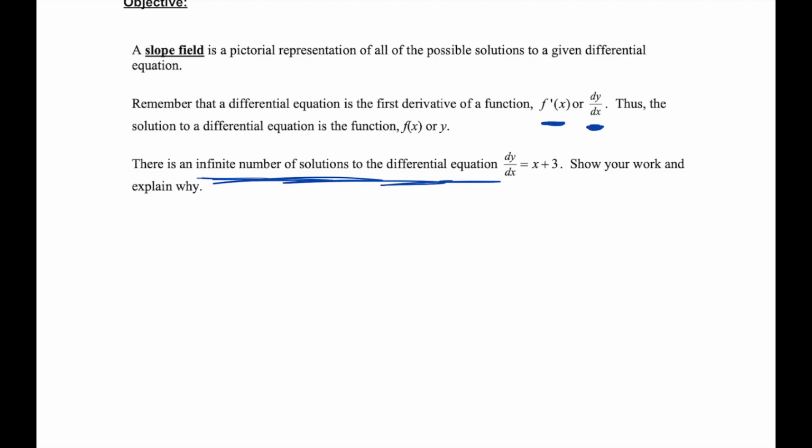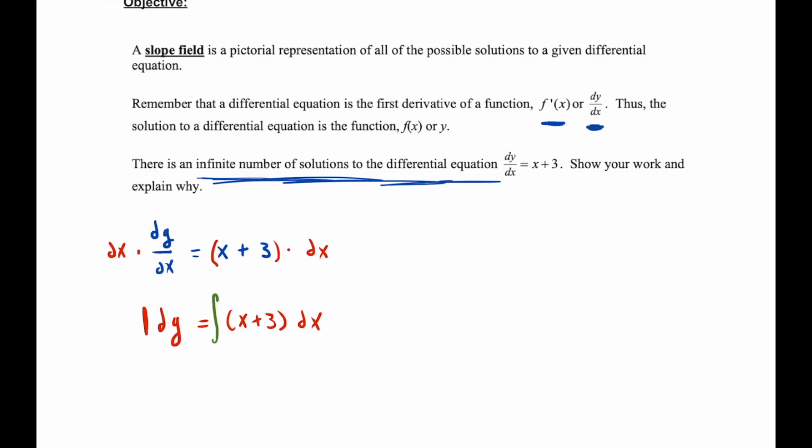Let's walk through why. If we have the derivative of y with respect to x is equal to x plus 3, the trick here, remember, is to separate these variables. So I'm going to multiply both sides by dx. What that will leave us with is dy is equal to x plus 3 dx. And really this is a 1 here, right? It's understood, and that helps us see this next part better.